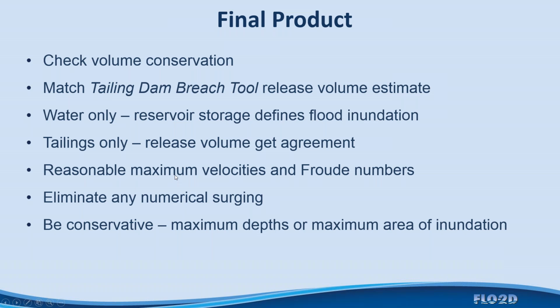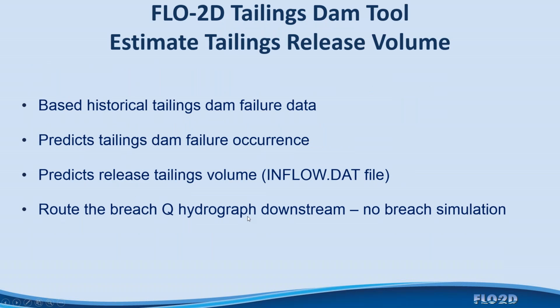If you're getting something upwards along those lines, you want to back it off a little bit, and it's probably numerical surging somewhere. So slow the model down, and make sure that you're then getting more reasonable velocities, unless it's right at the dam itself. If your highest velocities are right at the dam, it may be okay. And be conservative. The objective is to either maximize the mud flow depths or maximize the area of inundation.